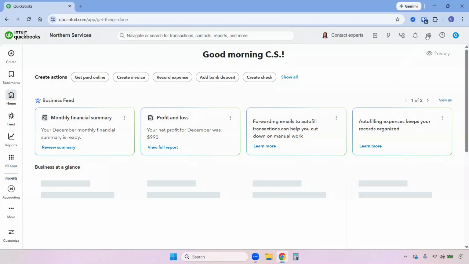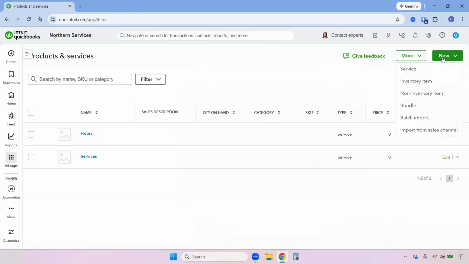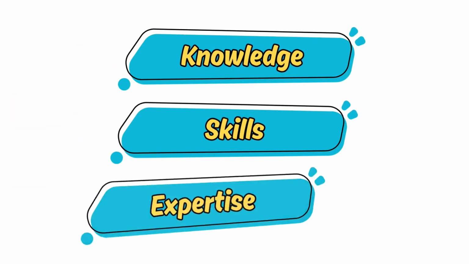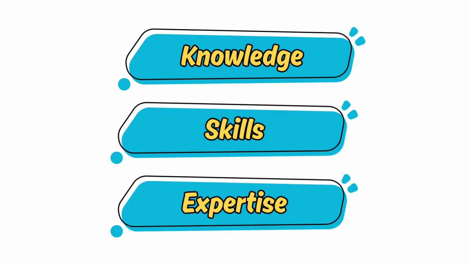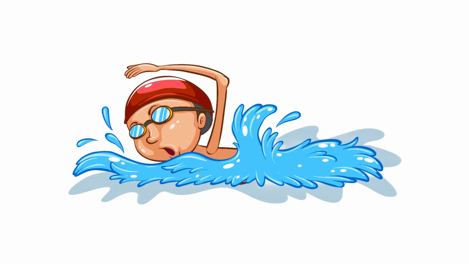When you click on the gear icon and then Products and Services and New, you'll notice that there are 4 different items to choose from: Service, Inventory Item, Non-Inventory Item, and Bundle. Service items aren't quantifiable. You're selling your knowledge, skills, and expertise rather than a physical product to a customer. Examples are a towing service and swim lessons.